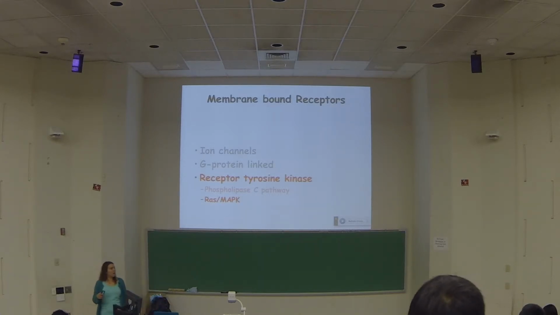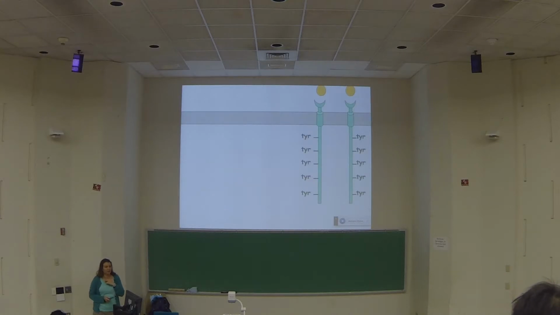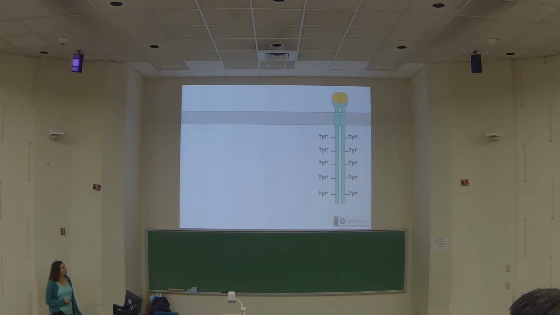Phospholipase C, multiple ways that signaling transduction pathway can be initiated. The final pathway, this is it, is the RAS-MAPK pathway. So the RAS-MAPK pathway also interacts with the tyrosine kinase. Tyrosine kinase finds a ligand, they aggregate, they autophosphorylate.